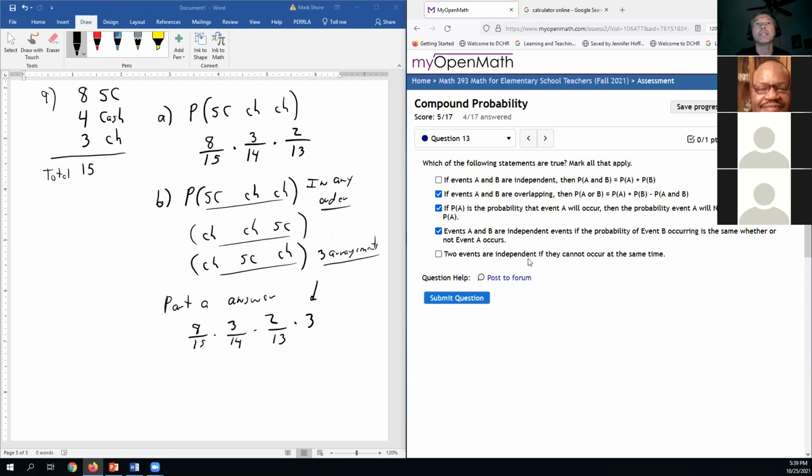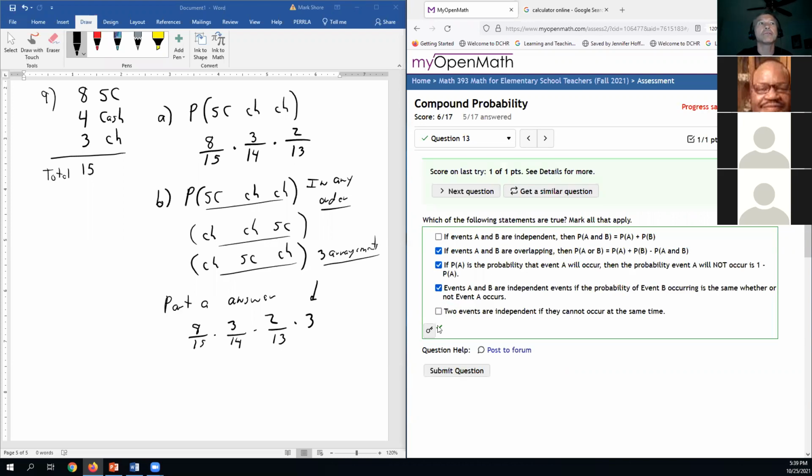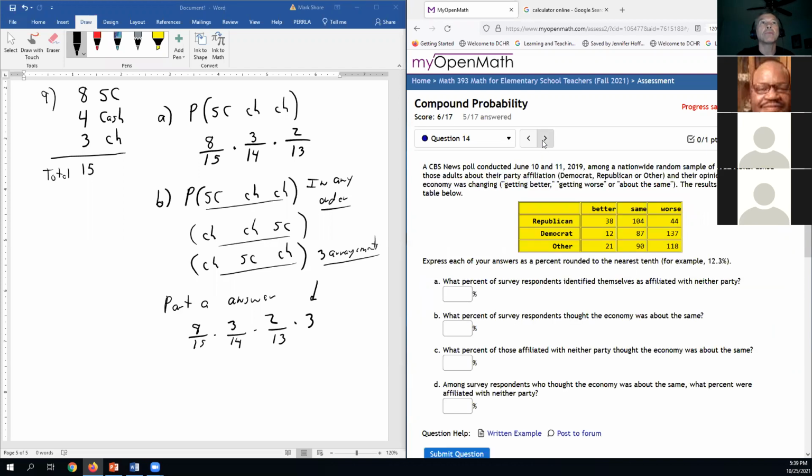And then, 2 events are independent if they cannot occur at the same time. No, that's not true at all. You can flip 2 coins and they both land heads and they're independent of each other. So I think it's just that bit right there that are true. And I think we're pretty much through this.